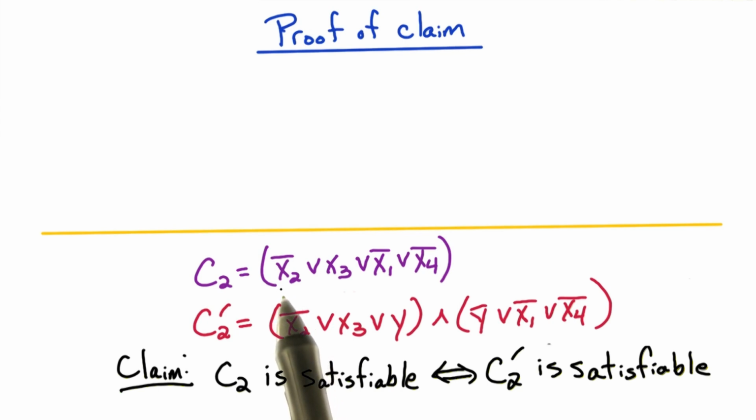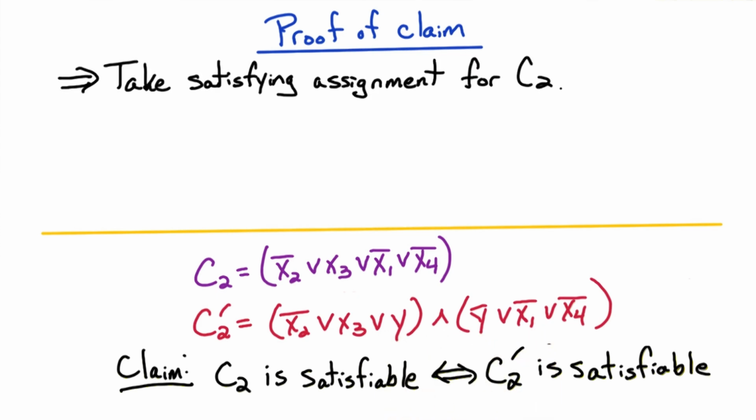So here's our original clause of size 4. And here's our new pair of clauses, each of size at most 3. And we want to prove that this original clause C2 is satisfiable if and only if this new pair of clauses C2 prime is satisfiable. Let's do the forward direction first. So let's take a satisfying assignment for C2. This is an assignment for x2, x3, x1, and x4, which satisfies this clause. And we want to show that there is a satisfying assignment for C2 prime. Now, in order for this assignment to satisfy C2, one of the 4 cases must hold.